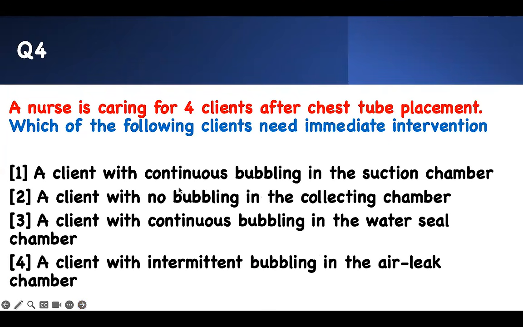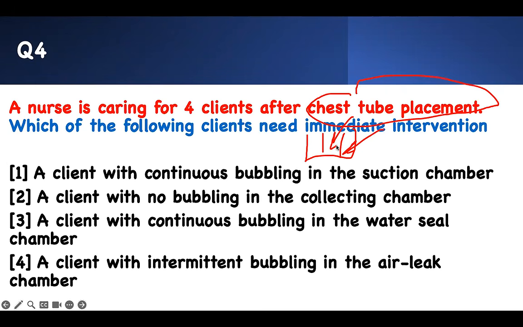4. A nurse is caring for 4 clients after chest tube placement. Which of the following clients need immediate intervention? Buzzword, chest tube. How much chest tube do you know? Check out Adapting Class for content review. But there is a component of the chest tube that you have to know what happened.